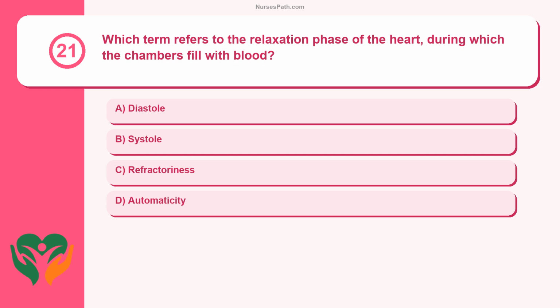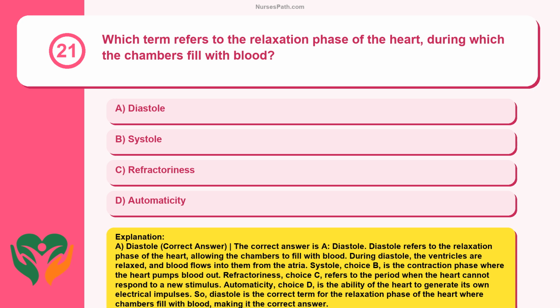Question 21. Which term refers to the relaxation phase of the heart, during which the chambers fill with blood? Diastole, systole, refractoriness, automaticity. A. Diastole, correct answer. The correct answer is A. Diastole. Diastole refers to the relaxation phase of the heart, allowing the chambers to fill with blood. During diastole, the ventricles are relaxed, and blood flows into them from the atria.